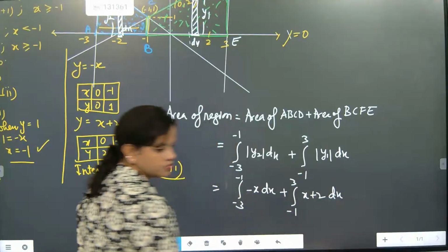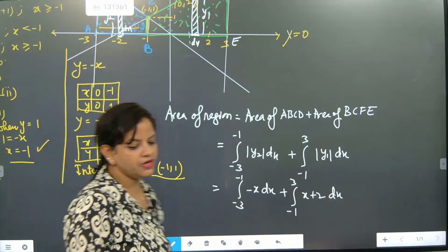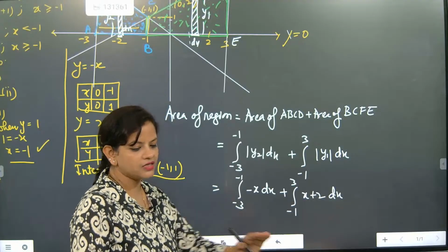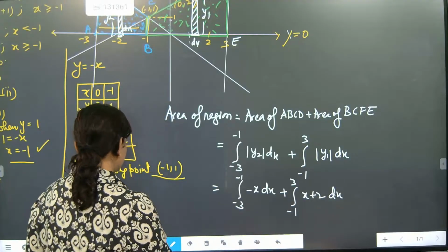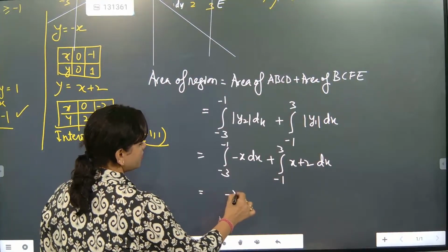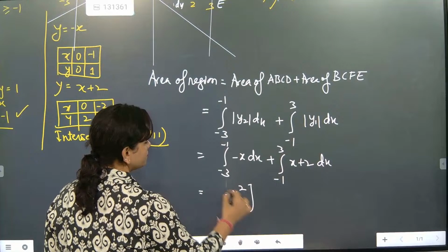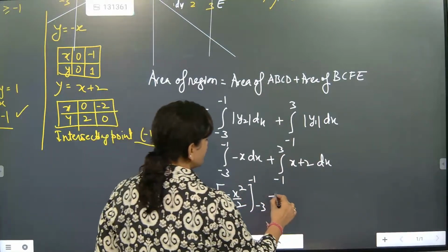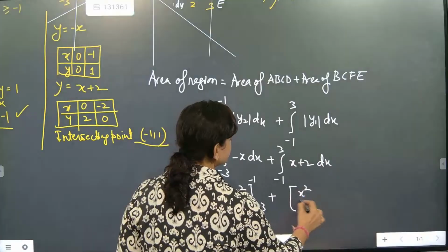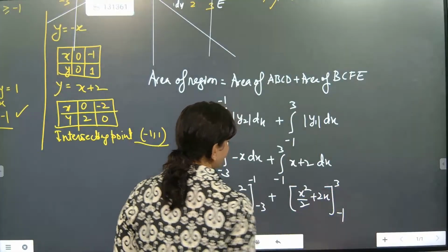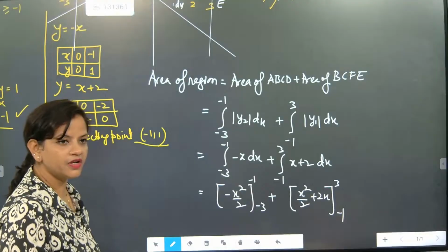That's the end of the story. This much big statement but small answer is coming. Understood? So you just need to relax and solve the question. Look here, what will this answer be? First it will become minus x square by 2, where you put minus 1 and minus 3, and here it is x square by 2 plus 2x, with limits 3 and minus 1. I hope till here you have done nicely.